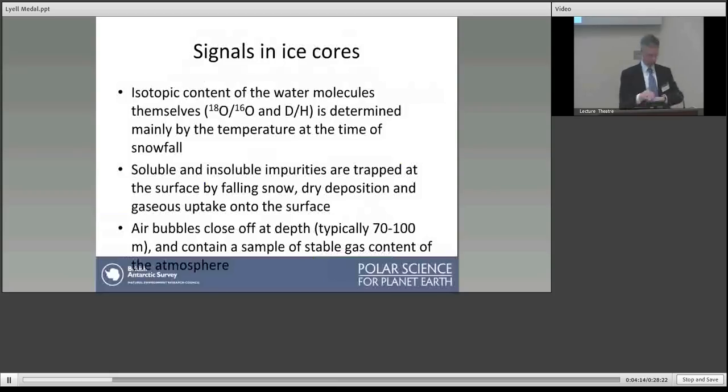The type of signals we've got in ice cores are firstly the temperature signal, the isotopic content of the water molecules themselves, the oxygen 18 and the deuterium. This is a short talk, so all I say is it's determined mainly by the temperature at the time of snowfall. There's an entire lecture, as I've told people many times before, on why that's true, and there's another entire lecture on why it's not really true.